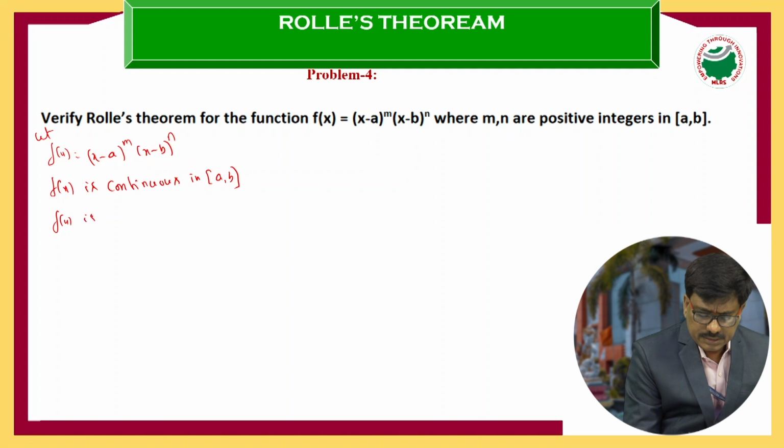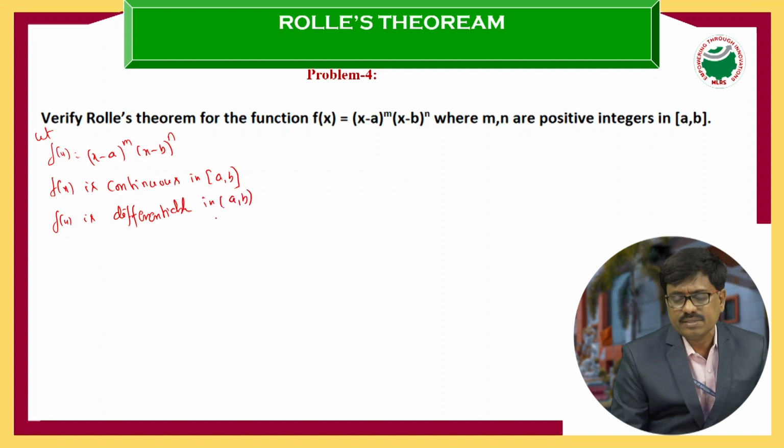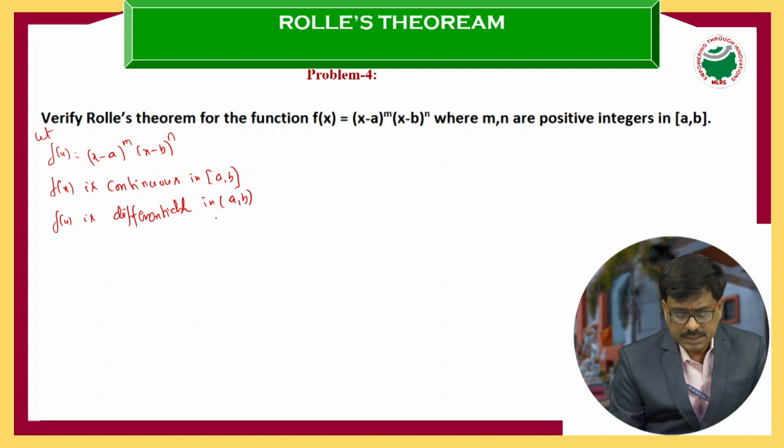F of x is differentiable in the open interval a comma b. This is the second condition. Third condition, we need to substitute a is always a and b is always b.